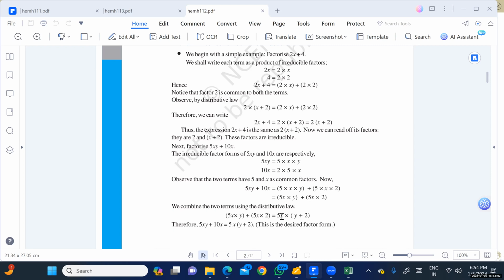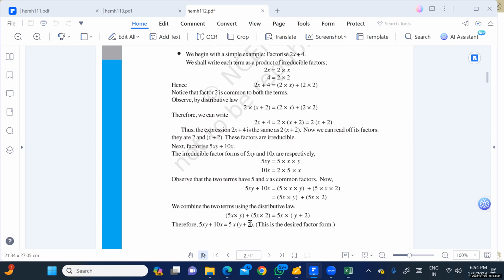Are you getting it, or is it becoming difficult to understand this? Or should I explain to you on the board? Sir, can you explain it on the board? Utkarsh, are you getting it? Sir, a little bit of a problem, but it's better when you explain on the board. Okay, hold on.